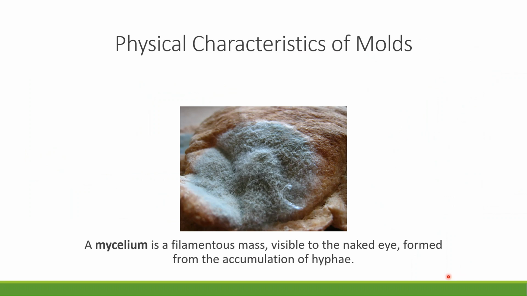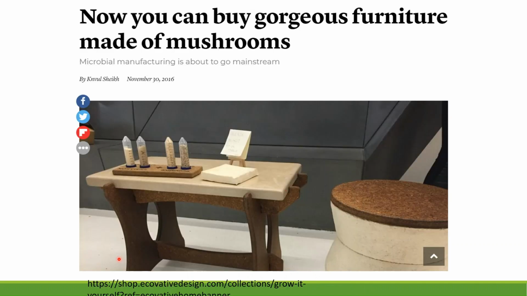Moving right along, we can see here that a mycelium, as shown by this mold growing on this bread, is a filamentous mass of accumulated hyphae. And if there's enough hyphae present, you can see them collectively forming a mycelium visible to the unaided eye. And other examples are mushrooms.